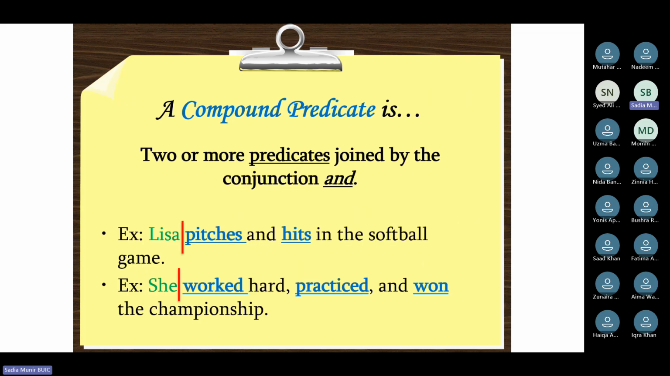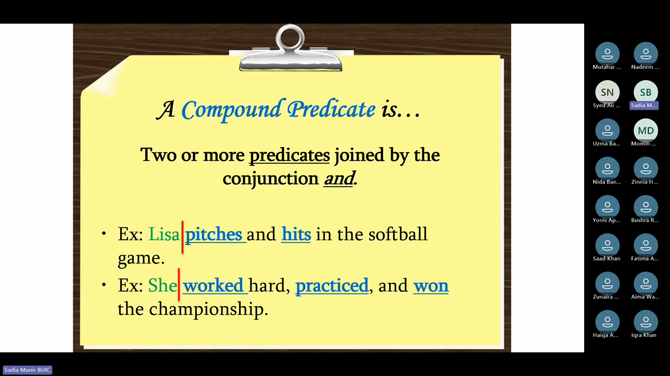Same goes for predicate. इसमें भी जब आप predicate को identify कर रहे हैं तो you can do it by drawing a line before a verb. Lisa pitches and hits in the softball game. Pitches and hits दोनों actions हैं, दोनों verbs हैं, तो वो compound predicate को represent करते हैं. उसी तरह से, she worked hard, practiced and won the championship. Worked, practiced and won, तीनों जो है वो action words हैं, verbs हैं, इसलिए वो compound predicate में आ जाते हैं.